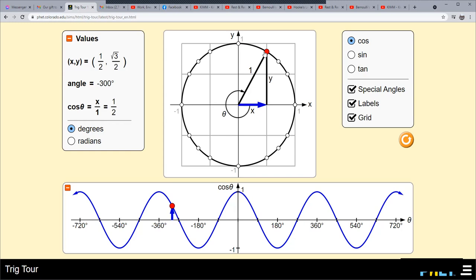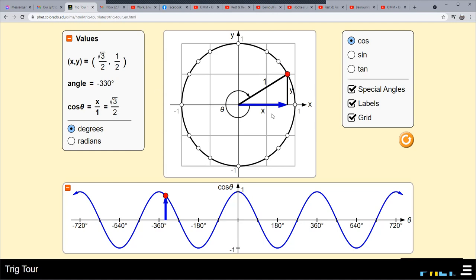Now, moving it further, we have on the first quadrant negative 300 degrees for the angle. Both x and y are positive. And if you notice, for negative 315 degrees with reference to our original point, the value for x and y has the same positive square root of 2 over 2.